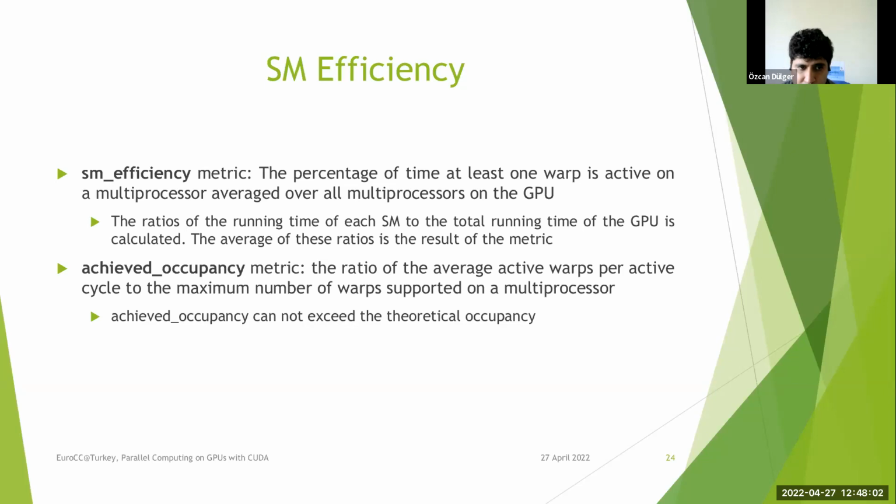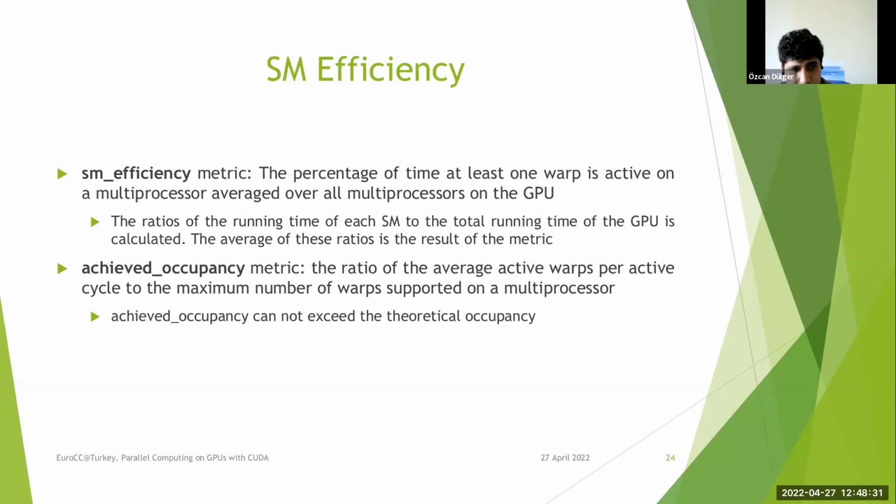So we try to find the ratios of running time of each streaming multiprocessor to the total running time of your application. And then we have 15 ratios in total, since we have 15 streaming multiprocessors. So averaging them is the result of this metric. The result also is a percentage, or ratio.